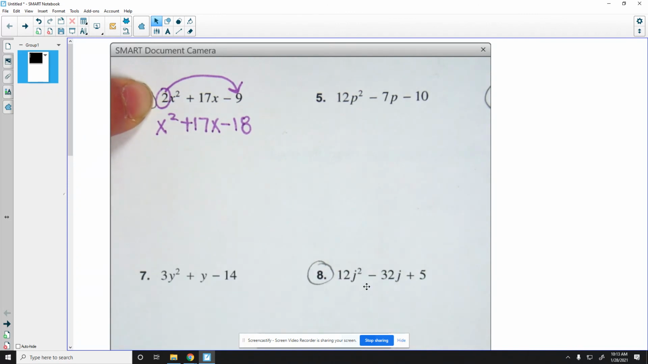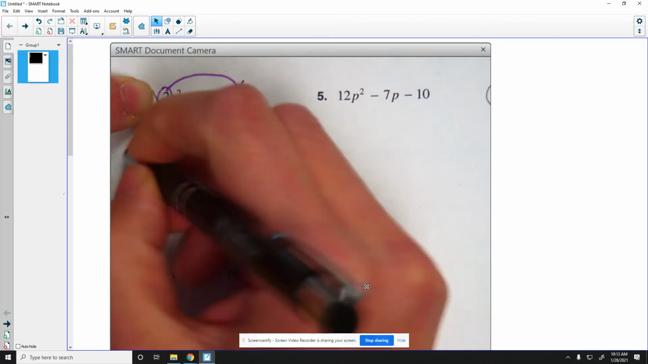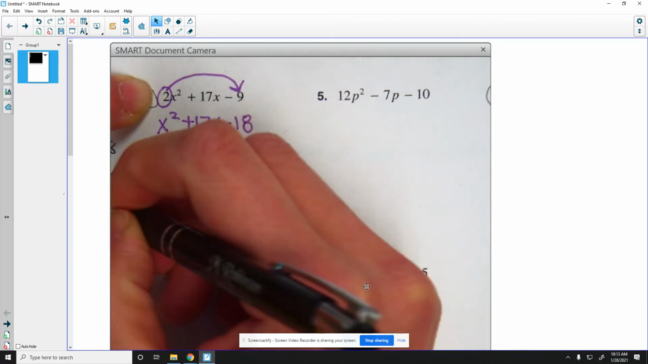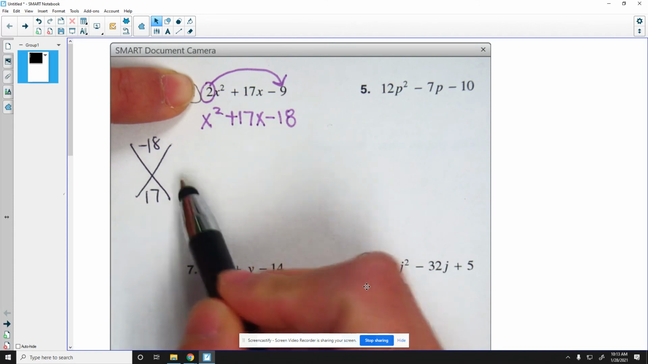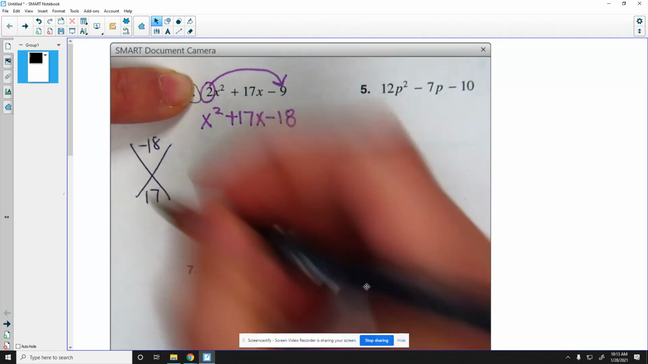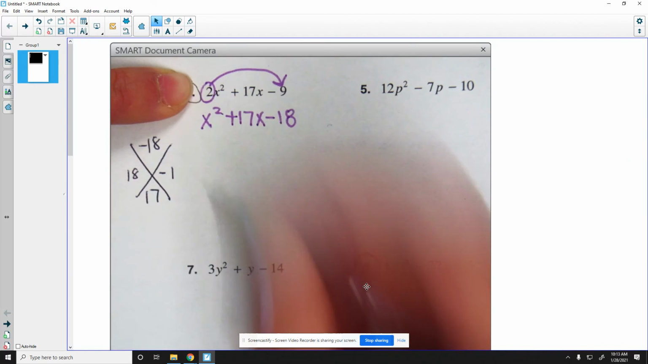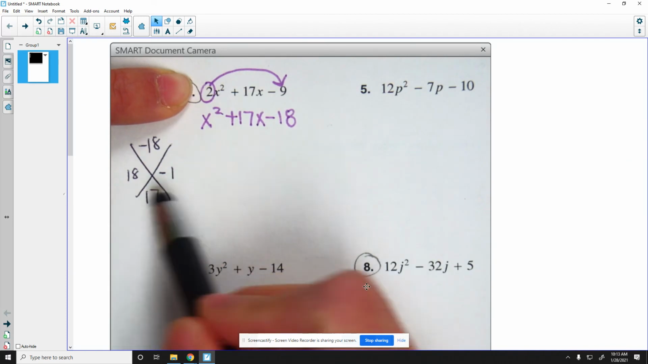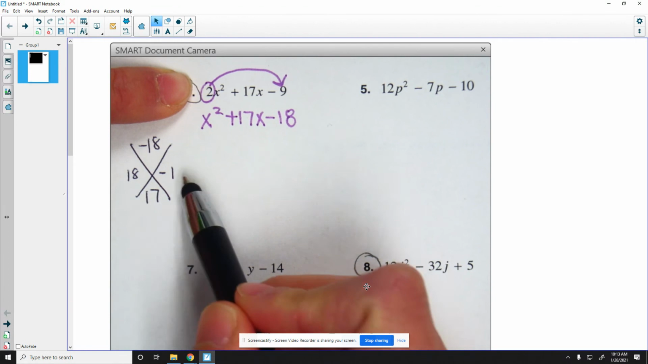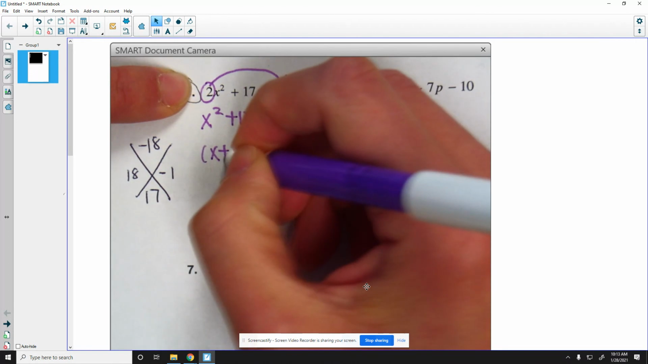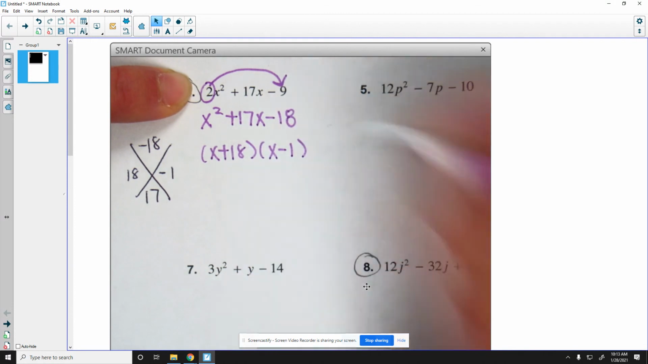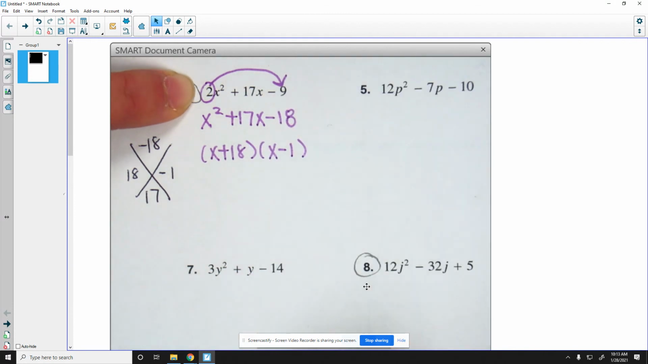Big X, right? It starts with a 1, so now I can do big X. So negative 18, positive 17. In-person kids, what are the two numbers? 18 and negative 1. Right? 18 times negative 1 is negative 18. 18 plus negative 1 is positive 17. So I have X plus 18, X minus 1. I did it. Am I done?